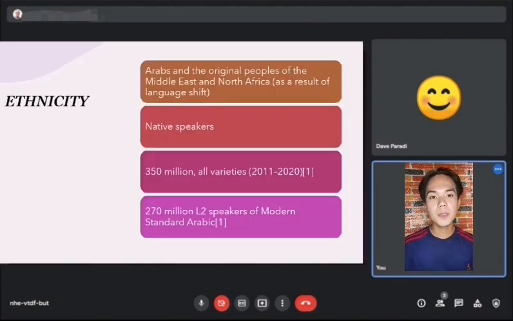So we have the Arabs and the original peoples of the Middle East and North Africa as a result of language shift. And we have the native speakers: 350 million, all varieties. And 270 million second language speakers of Modern Standard Arabic.